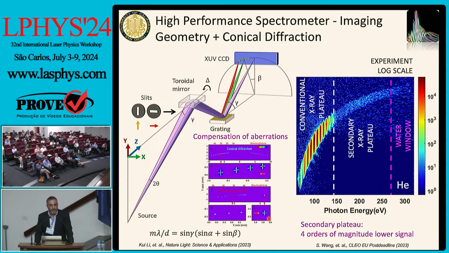And here is an X-ray spectrum driven by an ultraviolet laser focused into a helium medium. What you see on this arc is the conventional X-ray plateau from neutral helium and helium ion. And then, surprisingly, here we have a large extension beyond the conventional cutoff that goes all the way to the soft X-ray region of the spectrum. This secondary plateau is actually 4 orders of magnitude weaker compared to the first one, and it does not obey the usual cutoff rule.